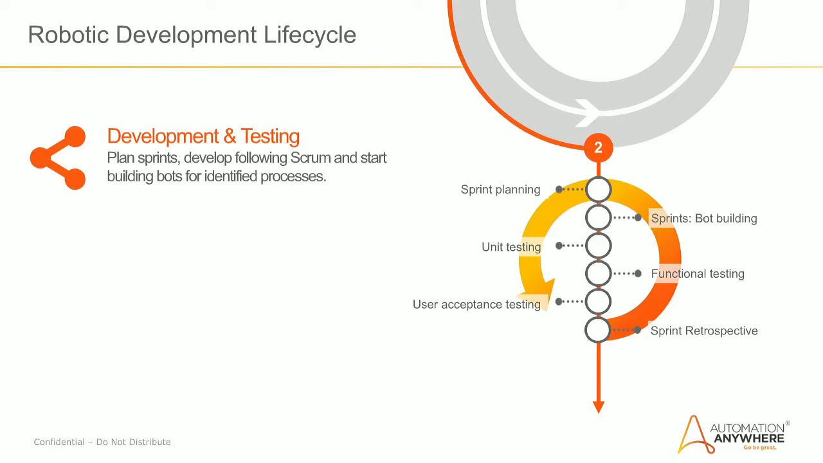You'll see that we talk about sprints, and sprints are really just a time-boxed unit of development. It could be 1, it could be 2 weeks, who knows, but it's the portion of this phase which is dedicated just to building bots and just to getting them designed, developed, tested and ready for production.